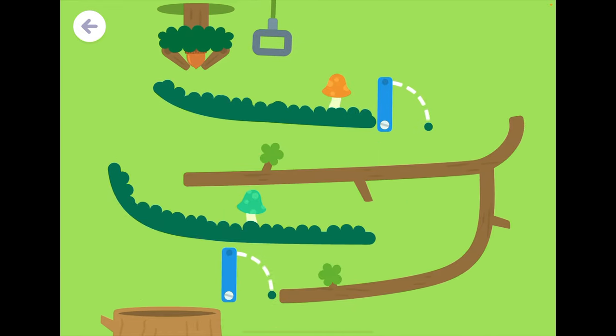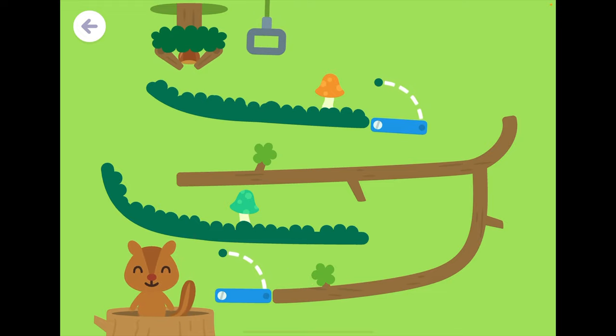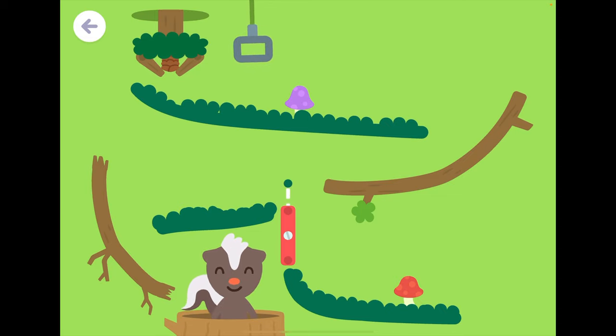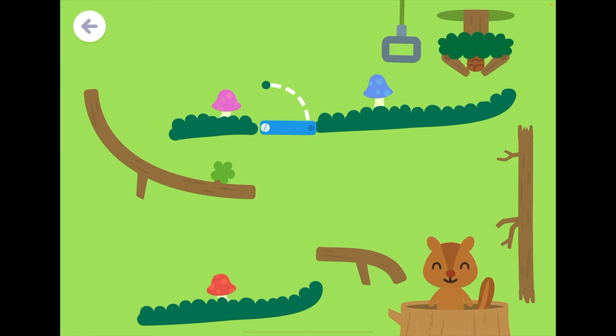Whoa, that's a skunk. Let's go. And the acorn goes down, down, down. And if we put this little lever down, it'll roll across it instead of falling down. There we go. Perfect. Good job.